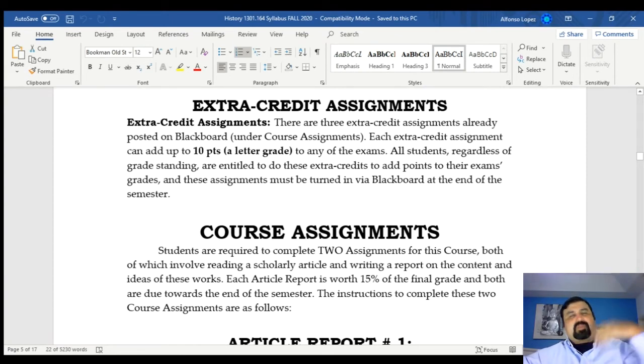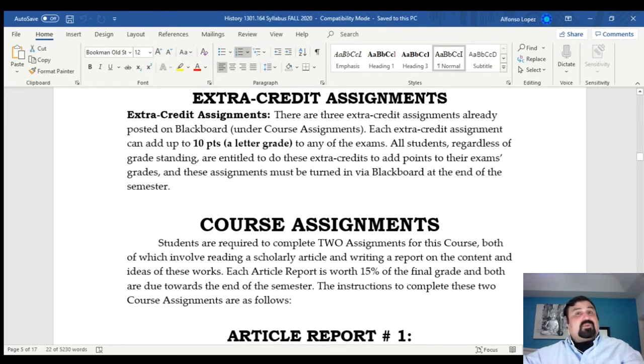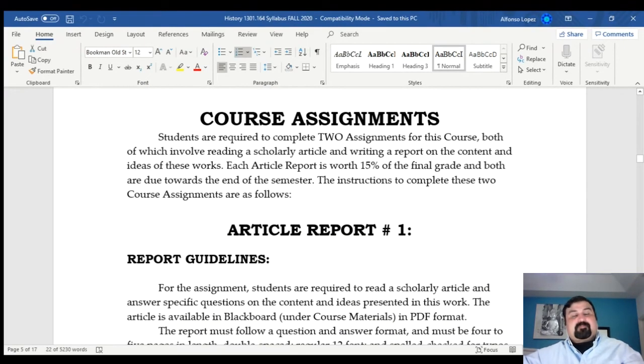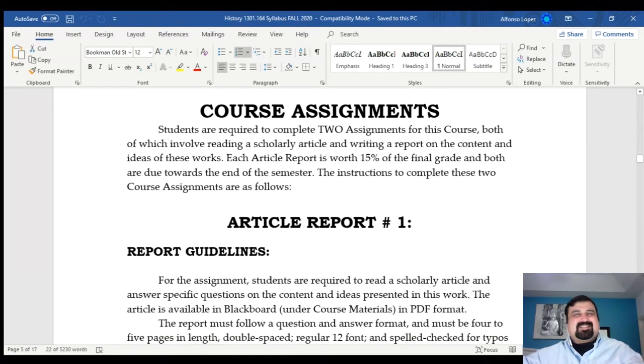So I'm trying to help you boost your grades by providing opportunities for you to earn additional points, but this will require you to discipline yourself and do some work, like reading an article, answering questions, and the like. Again, this is something that is already posted on Blackboard.